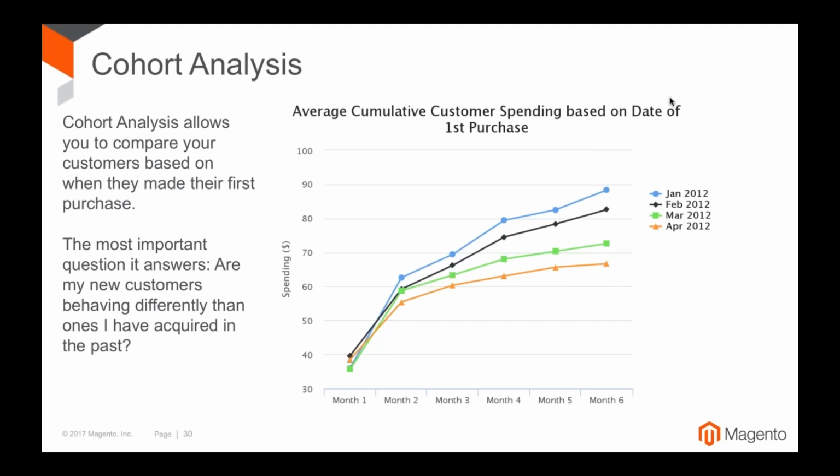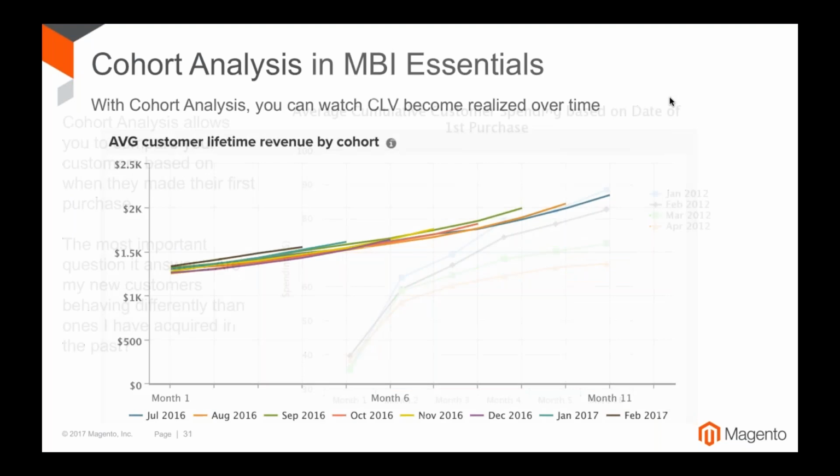And the chart that we show in Essentials is very similar. And here you can see an example of what a version of that chart looks like. And depending on the merchant, there can be really large deviances here that require action, or you can be a little closer to this one where you see a pretty steady trend where the customer populations look similar over time.